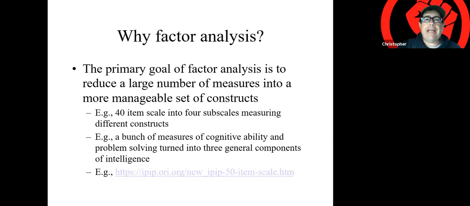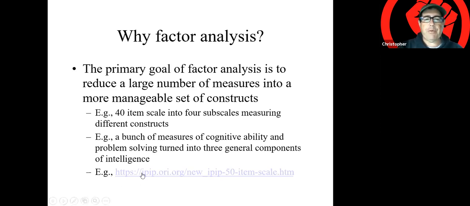So why do we engage in factor analysis? Again, the biggest reason is to take a large number of measures and make them into a more manageable set of constructs. For example, that 40-item scale that I mentioned might be boiled down into 4 different concepts that are represented by those items. A common thing that we're going to take a look at: we're going to take a bunch of measures of cognitive ability and problem solving, and we're going to turn them into 3 general components of intelligence. Factor analysis is very, very popular in terms of intelligence testing.